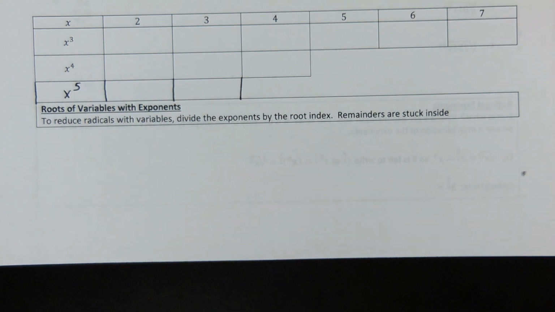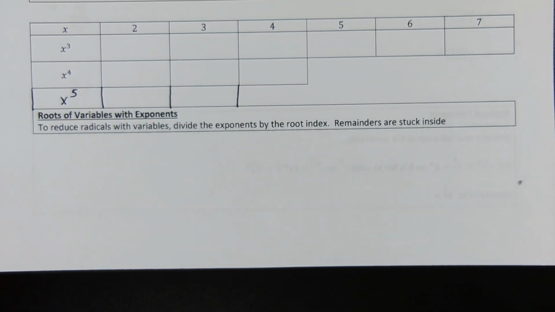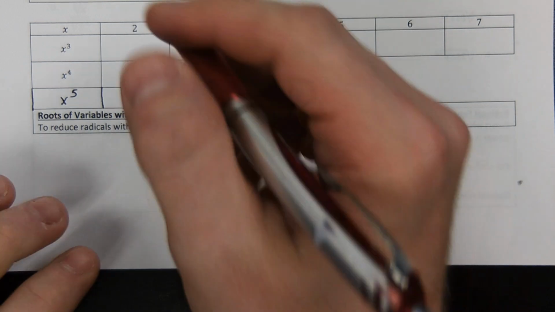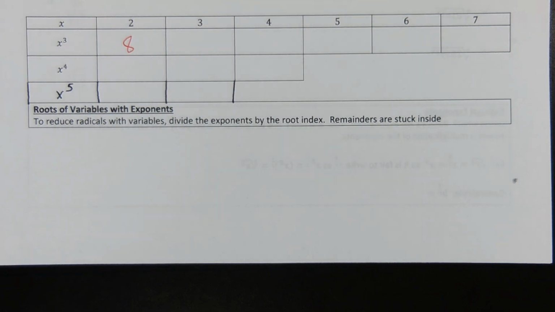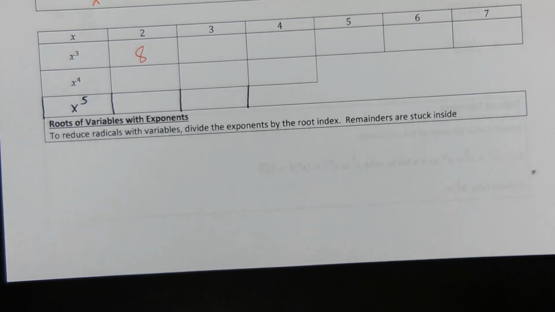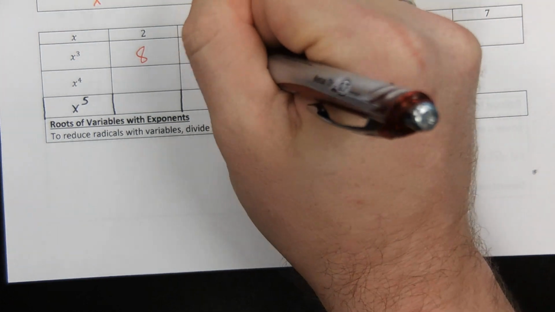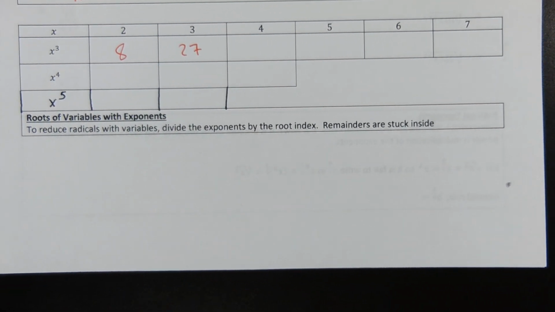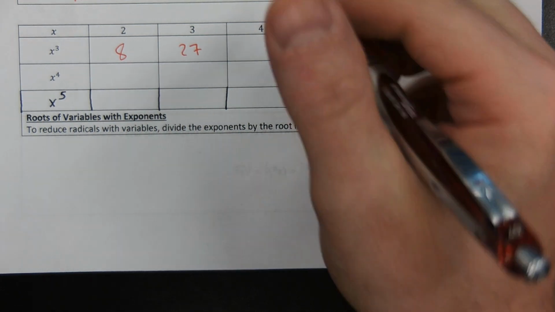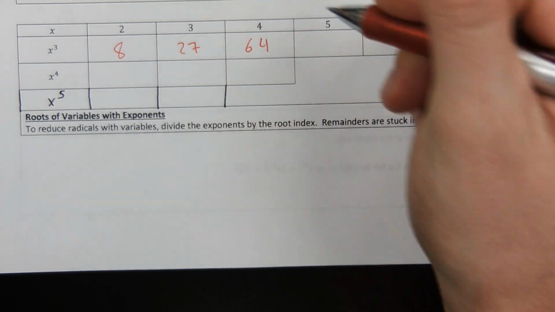Alrighty, let's talk about 2 to the third. What is 2 to the third power? 8, because it's 2 times 2 times 2. What is 3 to the third power? 27, because it's 3 times 3 times 3, which is 9 times 3, 27. Ooh, 4 to the third power, 4 times 4 times 4. 64, because it's 16 times 4, 64.